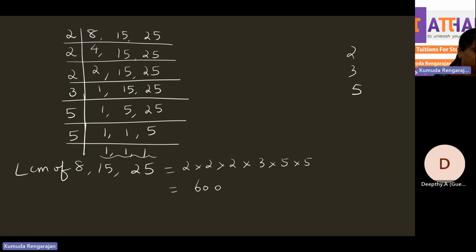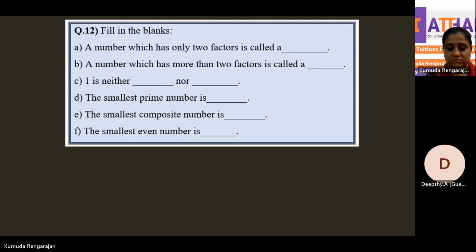Okay, so now take down these questions. This we'll do orally. A number which has only 2 factors is called a prime number. A number which has more than 2 factors is called a composite number. One is neither prime nor composite.